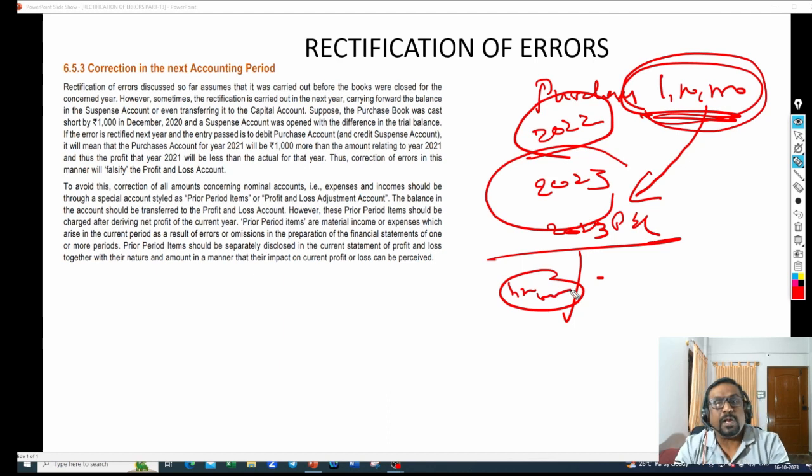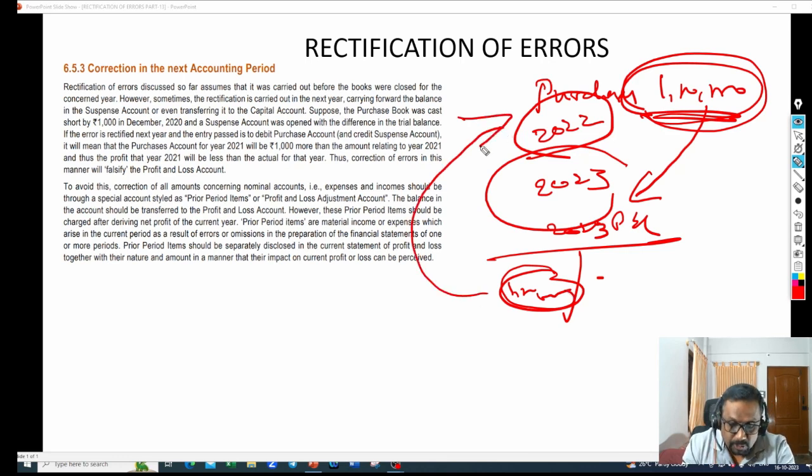If you debit this 1 lakh in the 2023 P&L, your 2023 profit will show a lesser figure. Why? Because the expenditure is increased. This is not pertaining to 2023. This is pertaining to 2022. But you are showing it in 2023. Your profit and loss account will not give the right picture, because you are bringing 2022 values here and debiting them in the P&L account, because of which your profit is going down.